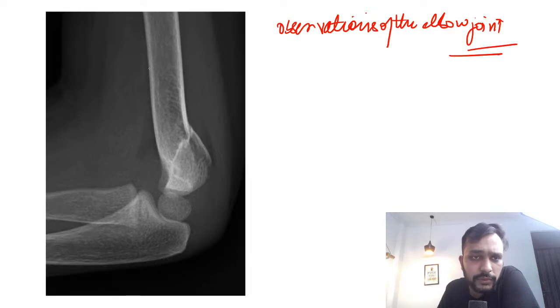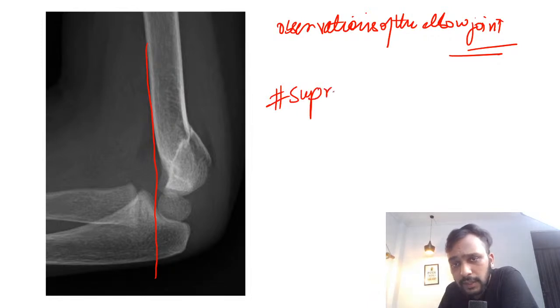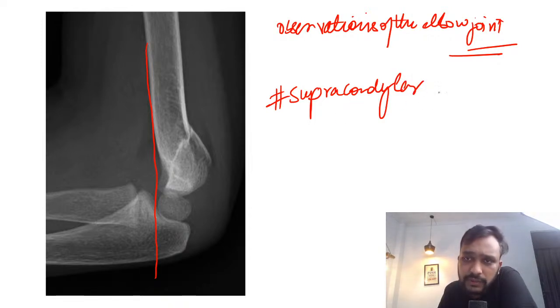So guys, I told you that in case of elbow joint, we have to draw a line along the anterior humeral surface. And guys, this line has to pass through the capitulum. So when this is not happening, the anterior humeral line is not passing along the capitulum, then guys, we are going to suspect a case of supracondylar fracture.